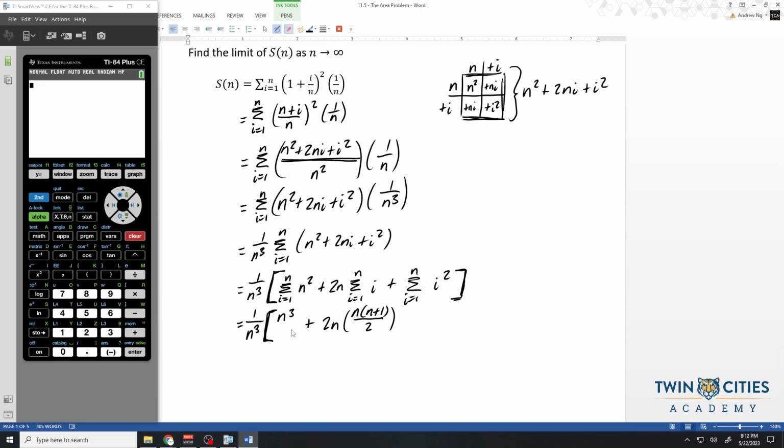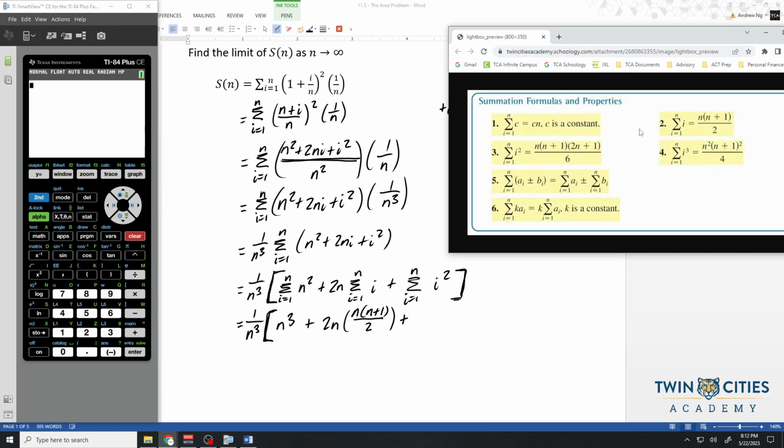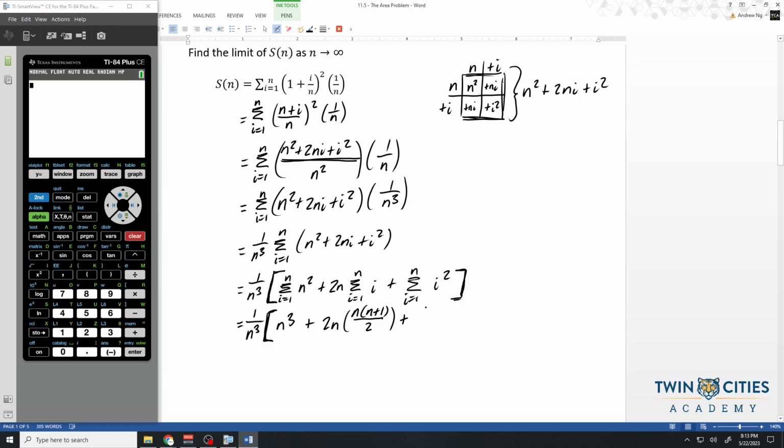Okay, I guess I don't have to bring this up just yet. Maybe it'll be cleaner if I do this in 2 steps. All right, then plus the summation of i squared. The summation of i squared is n times n plus 1 times 2n plus 1 all over 6. So that's going to be n times n plus 1 times 2n plus 1 all over 6.